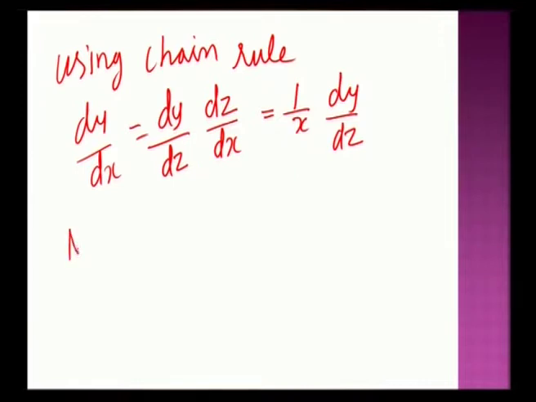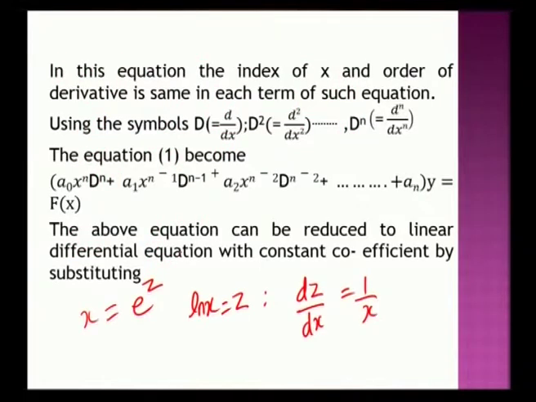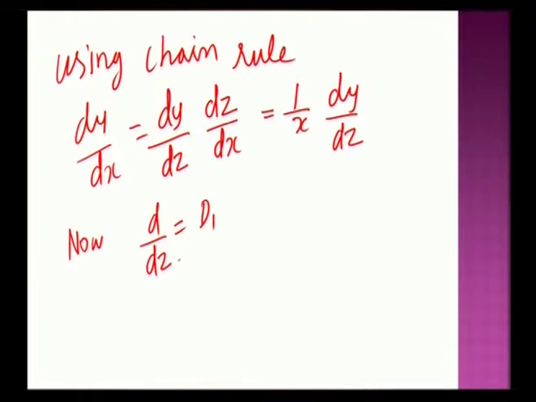Now, we need to define a new operator. What is that new operator? D1 is equal to d by dz. Earlier we used an operator D which is equal to d by dx. Now, d by dz, because we are substituting x is equal to e power z, so that d by dz should be assumed. So, this operator D1 is equal to d by dz.